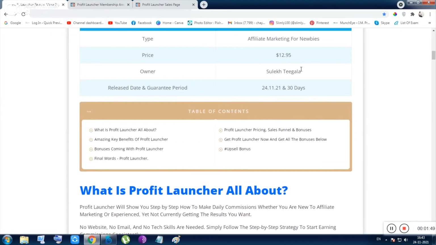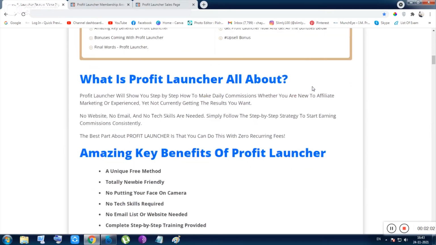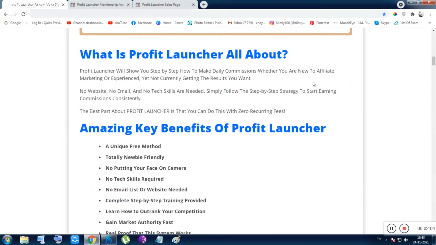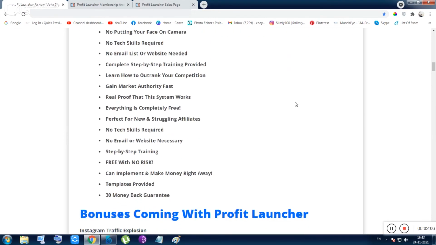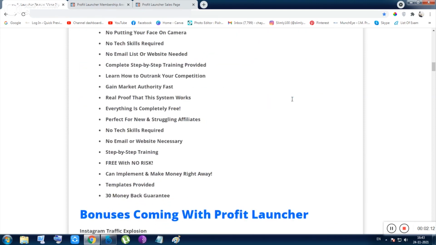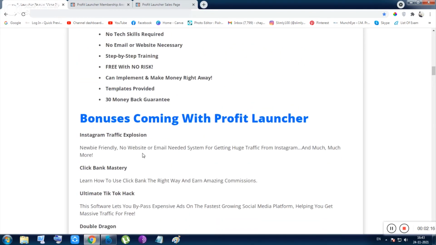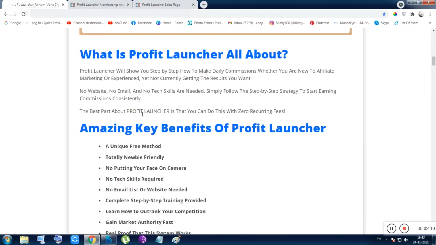So Sulek Tigala is the owner of this product, and the price is $12.95, and I have proven to you that this is totally justified, or totally way cheaper than it looks. Okay, so that is a very amazing thing for this product. Usually this kind of product will cost you 17 bucks, but this product is way cheaper than 17 bucks. And these are the good things of this product, like the bonuses and the amazing benefits.